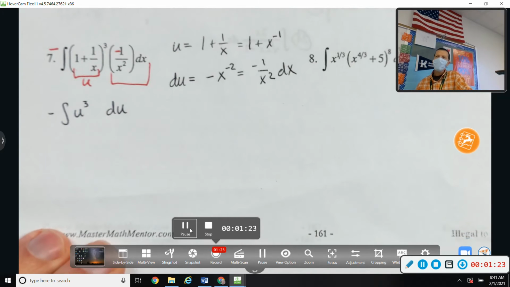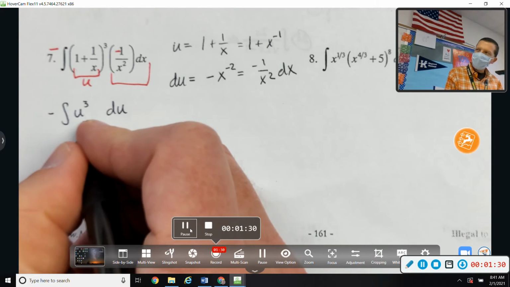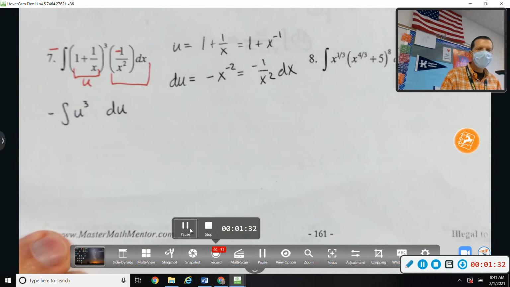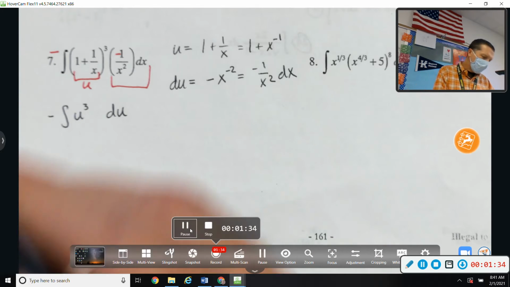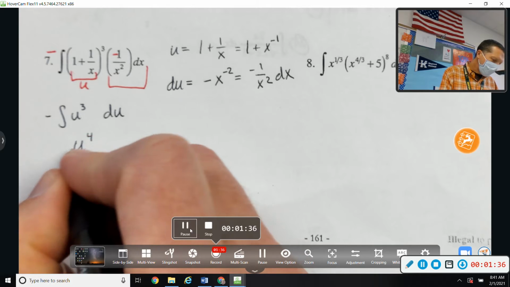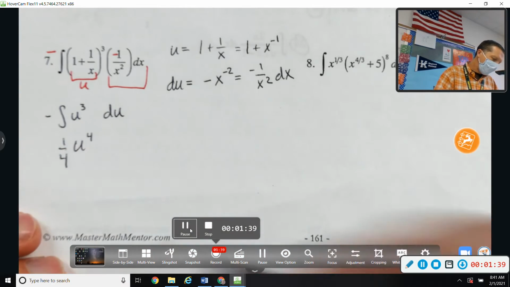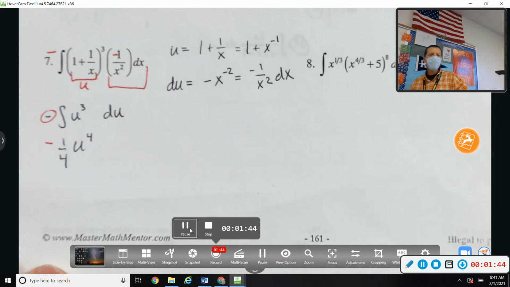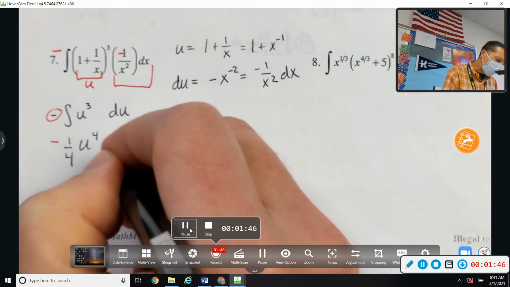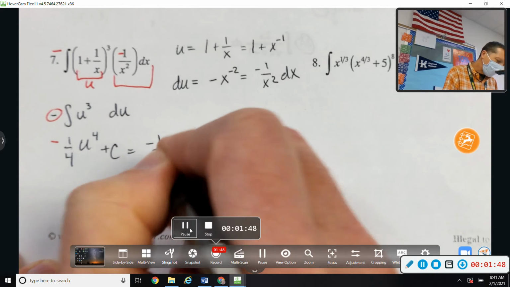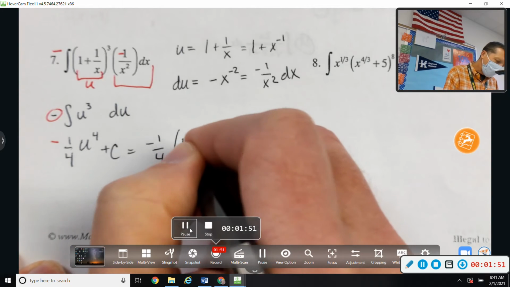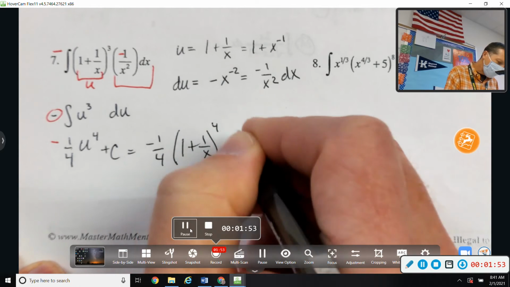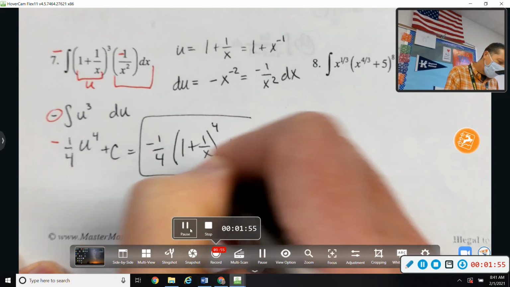Again, it's about picking the correct u. If you pick the right u, then things usually work out pretty easily. I think we did antiderivative of u cubed a minute ago. So increase the power by 1, divide by the new power. Don't forget that negative sign that we threw in there to make the signs work. Plus c. So negative 1/4, 1 plus 1 over x to the 4th, plus c.